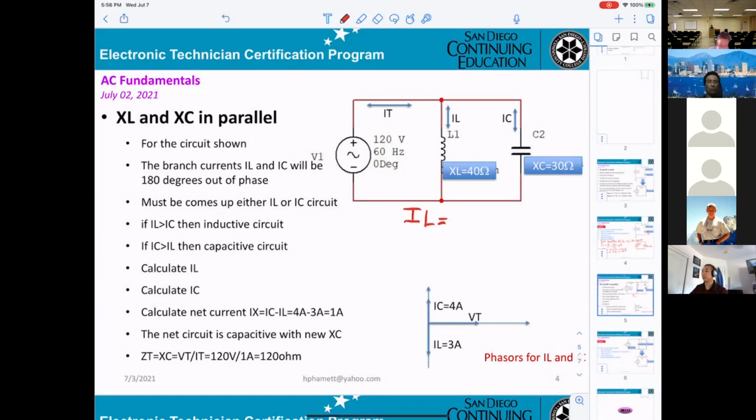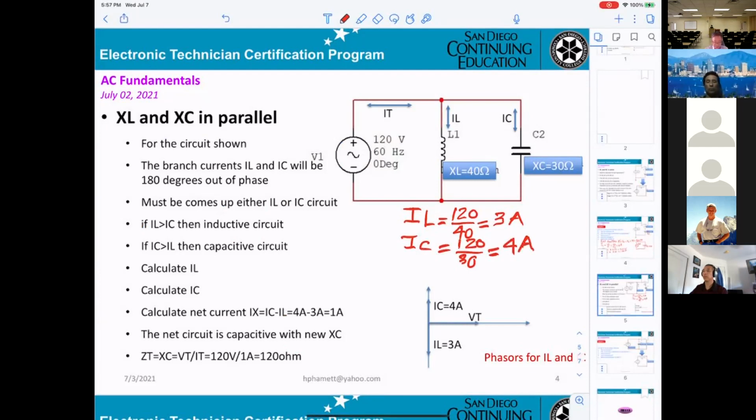IL equals 120 divided by XL 40. 3 amp, right? Yep. And then you have to calculate the IC. 120 divided by 30. Okay?